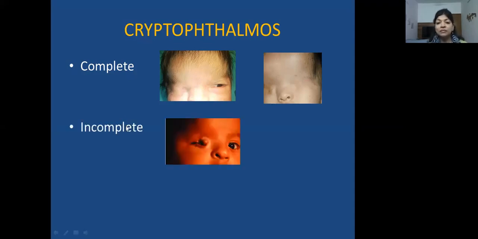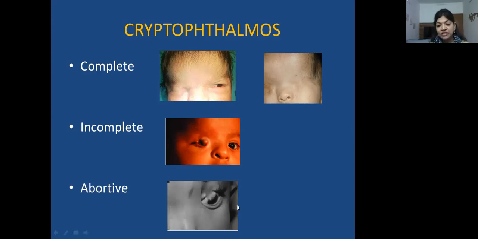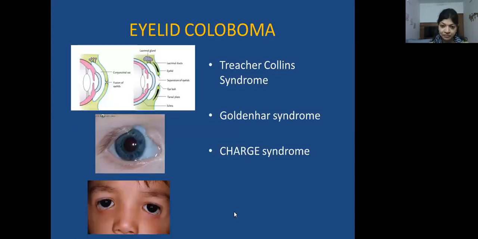It could be incomplete, like is seen in this child, where the medial part of the eyelid is fused completely, but on the lateral aspect it's a little open. Normally kids like this who have an incomplete cryptophthalmos have a better prognosis for vision. Because if you have a complete cryptophthalmos like this, normally the underlying cornea and the rest of the eye are also severely malformed, so prognosis for vision is very poor. Or you can have an abortive type of cryptophthalmos, where you just have a small fold of skin that's attaching the lids to the cornea. Actually, this has the best prognosis in terms of visual outcome.